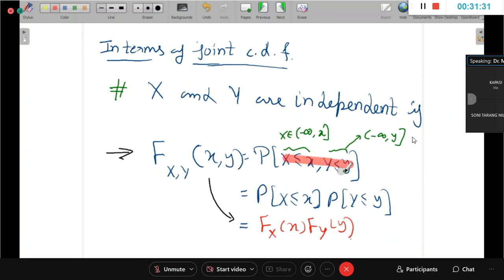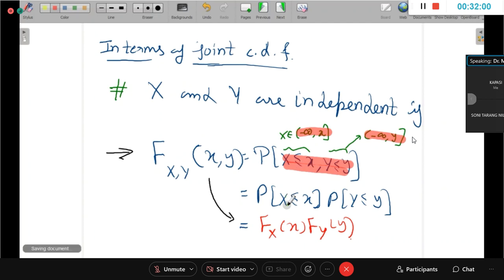Okay, the definition of this joint CDF is: x less than or equal to x and y less than or equal to y. So x lies in the range minus infinity to x and y lies in the range minus infinity to y. If you rewrite everything, (x, y) belongs to minus infinity comma x crossed with minus infinity comma y. This is the specific region of R2.